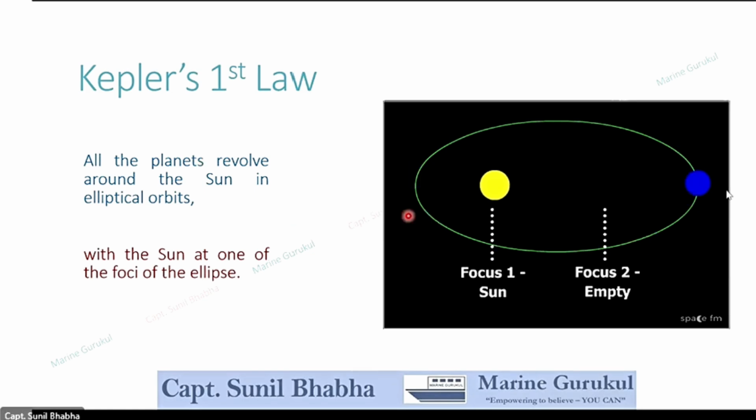So all the planets revolve around the sun in elliptical orbits. Every elliptical orbit has two foci, and the sun is situated at one of the foci of the ellipse. The other focus is blank. There is nothing there. But the sun is situated at one of the foci of the elliptical orbit of all the planets. This is Kepler's first law.